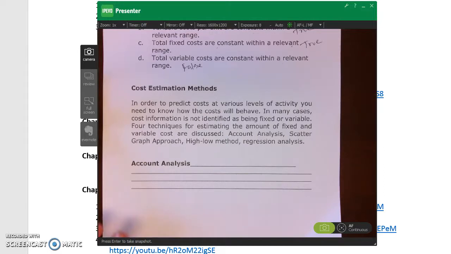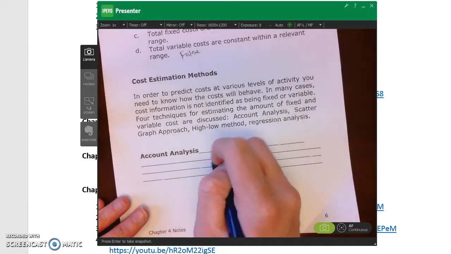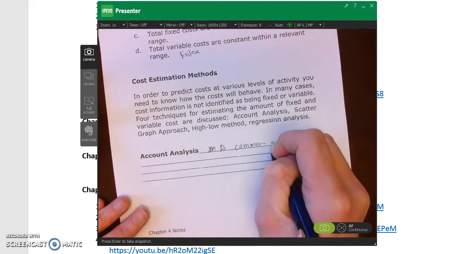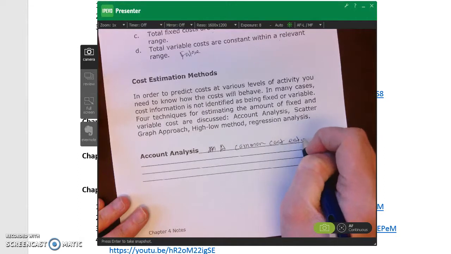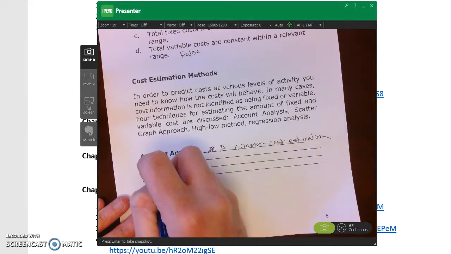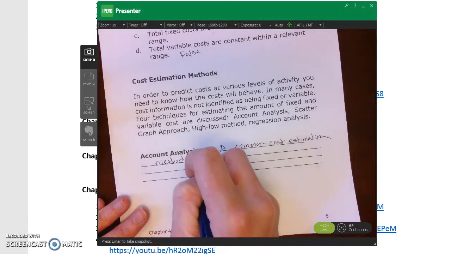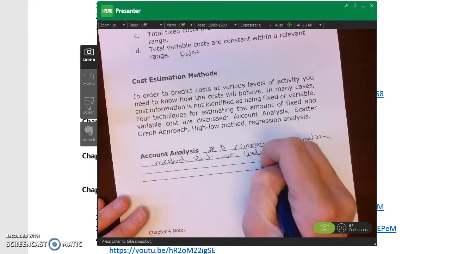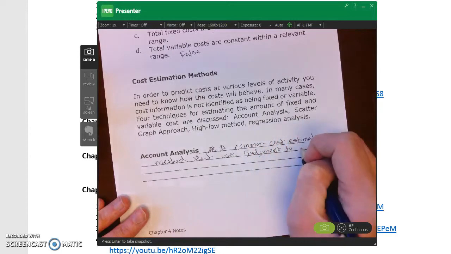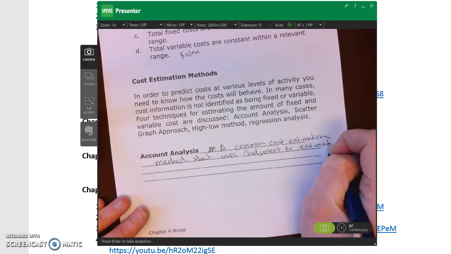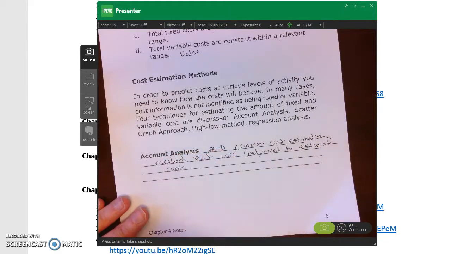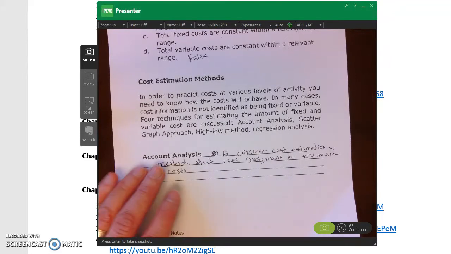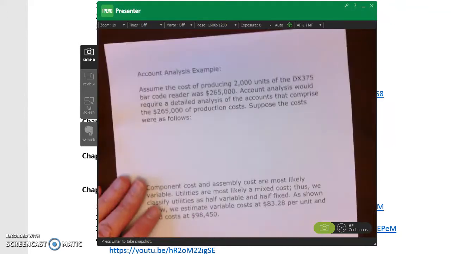Okay. With account analysis, this is a common cost estimation method that uses judgment to estimate costs. So it's not the scientific method, but it's a pretty common method just because it's pretty easy to do. Okay, so let's look at our example.